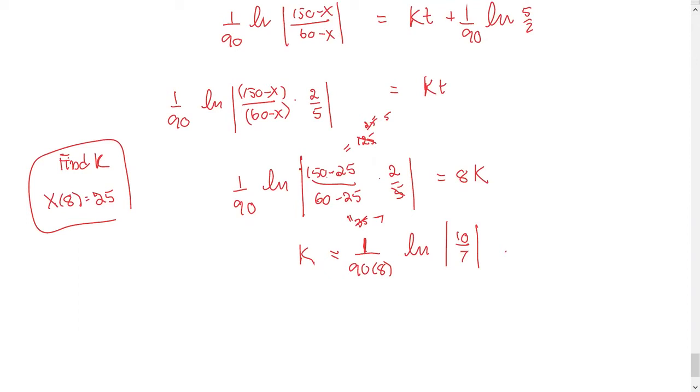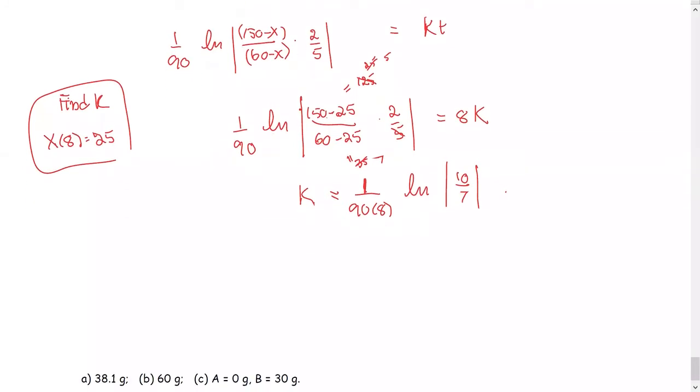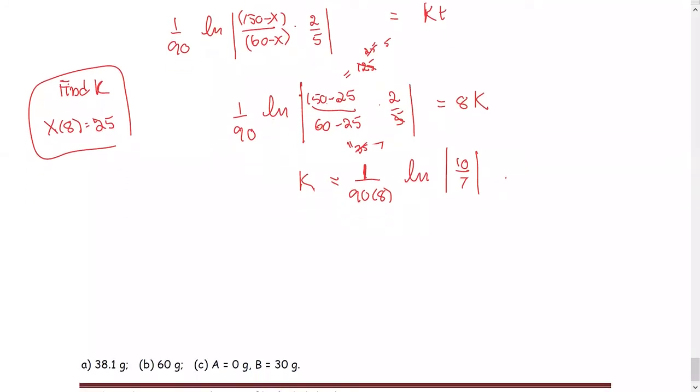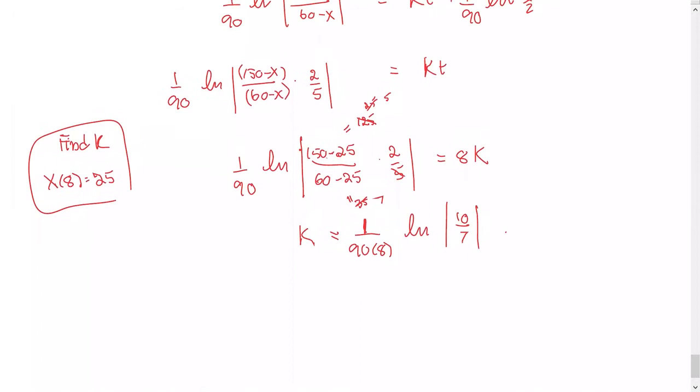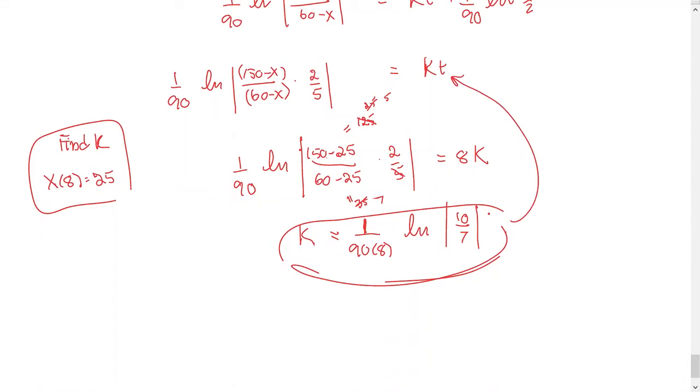Let me see. Did I find it? Not yet. All right, so let's keep going for this one. So we have the K. Put this K number into this, and then we can solve for the X. That's another method we have to deal with.